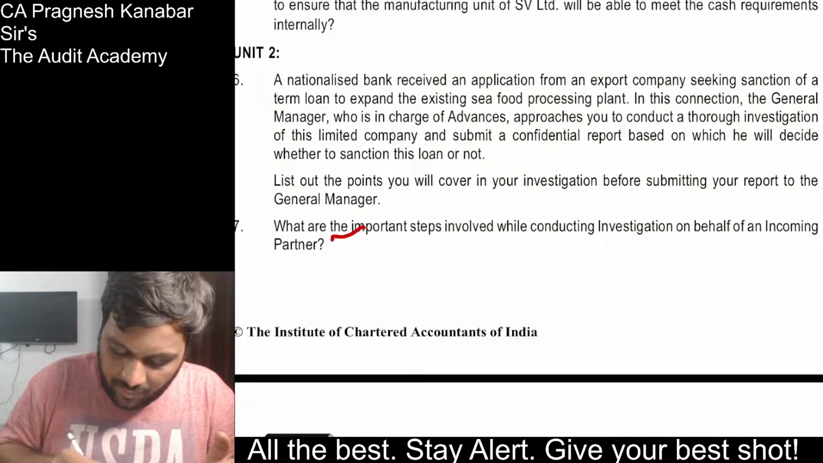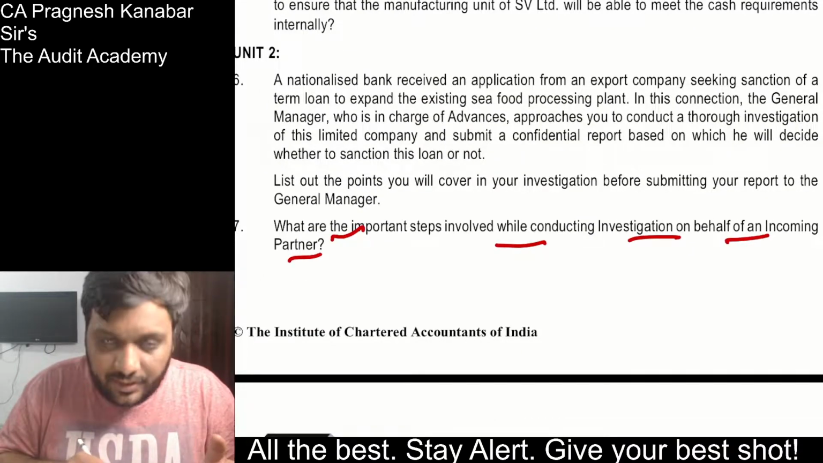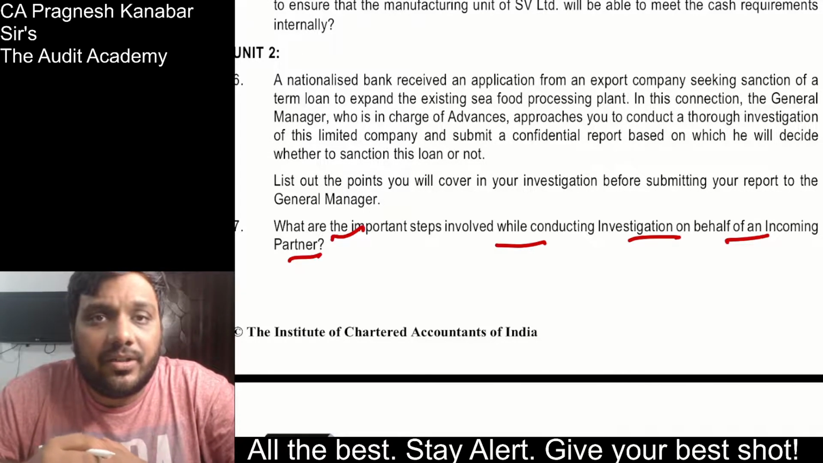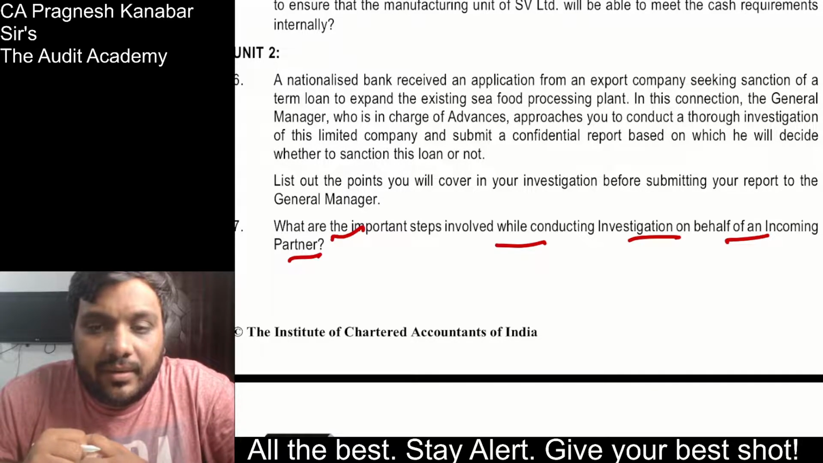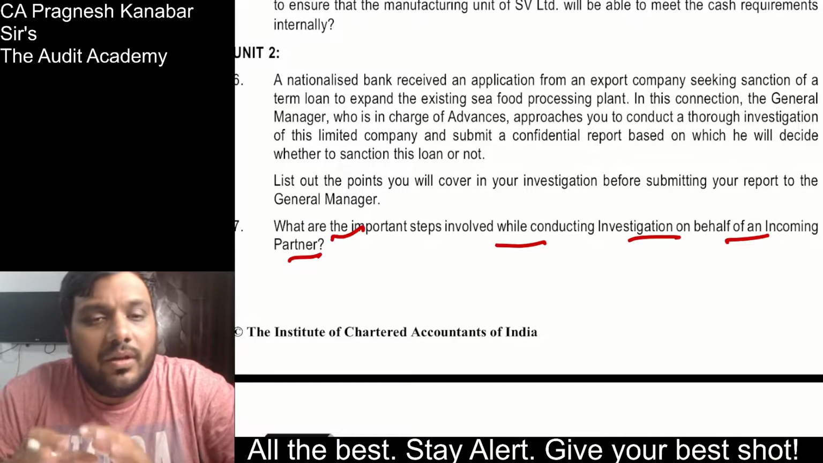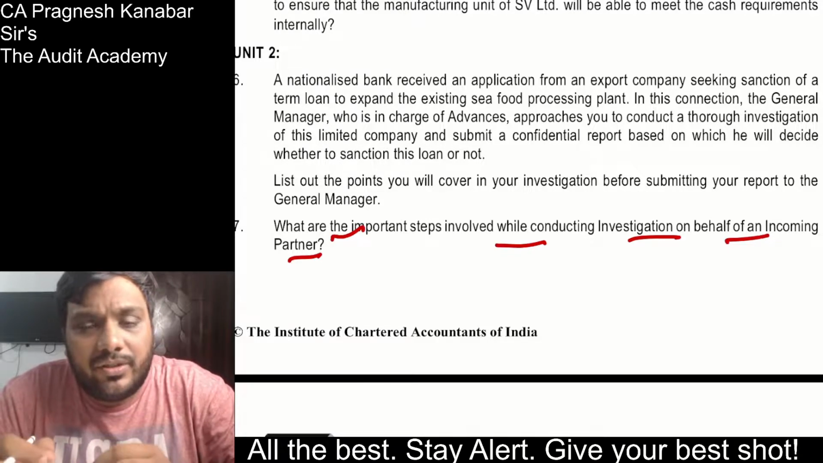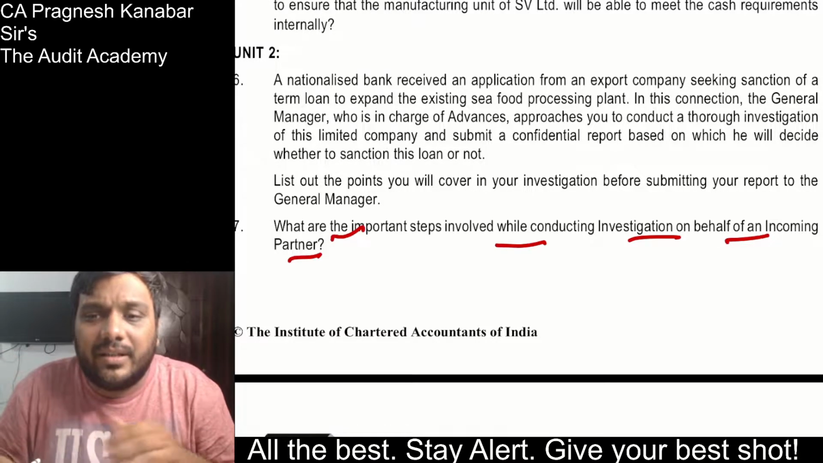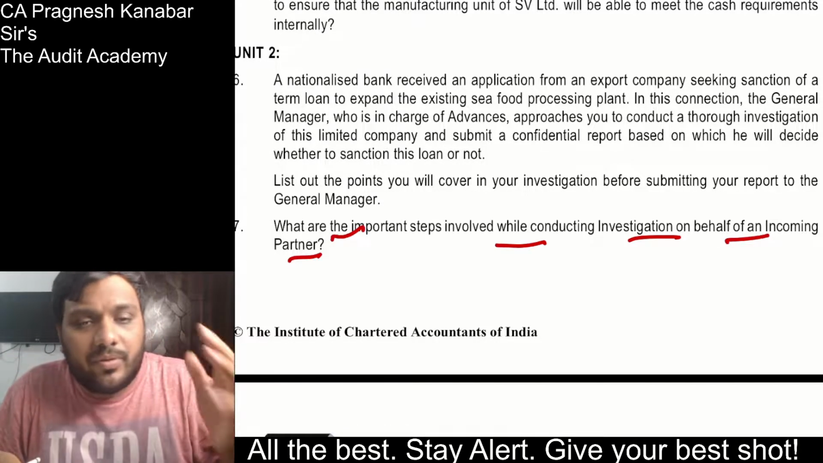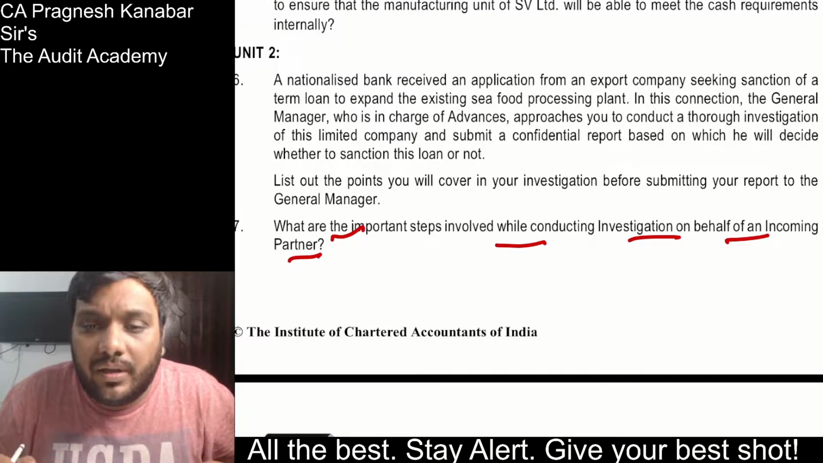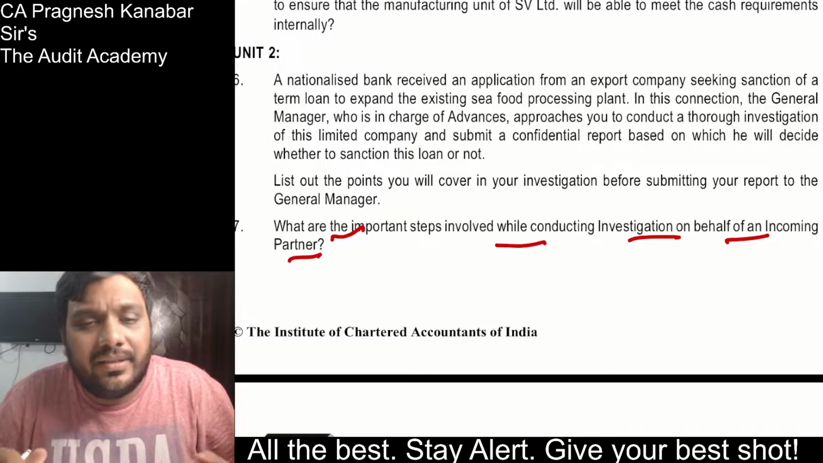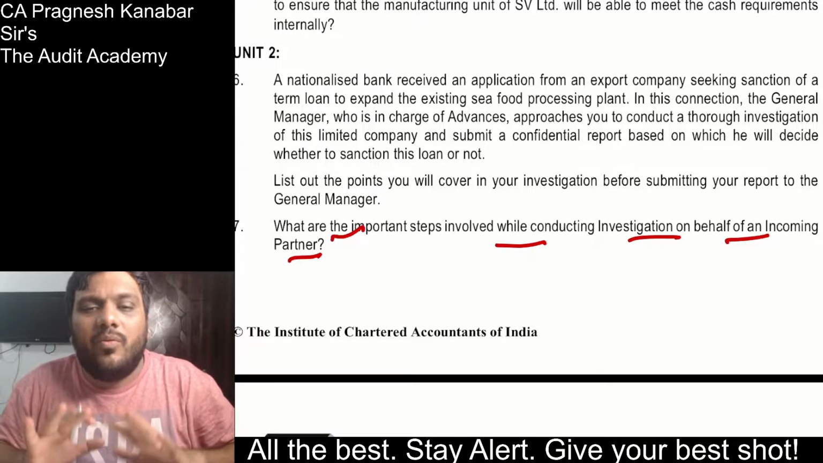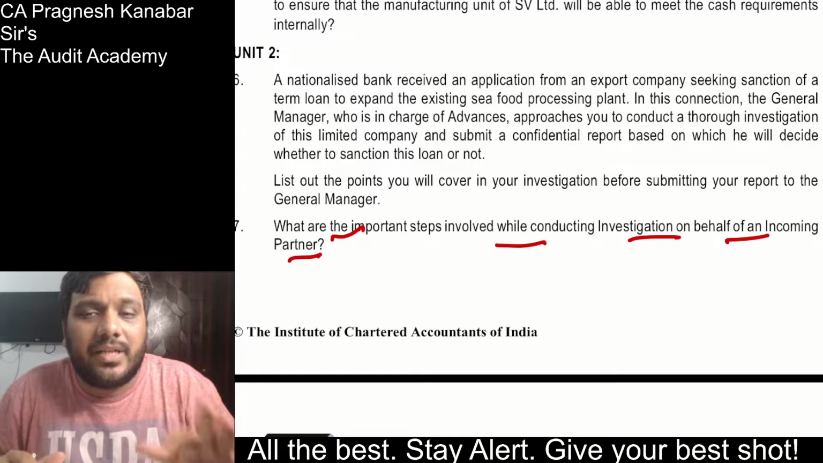See, what are the important steps involved while conducting investigation on behalf of an incoming partner? You are going to get admitted in a partnership firm and you are going to invest in that firm. What are the steps to be taken by you? It is a 1 to 1.5 page answer: cover history, background, finance, business, operations, PSR, their partnership deed. Since this is a partnership firm, also cover their projections, their future, and how your entry will synergize things. Cover everything, 1.5 pages of content, 10 to 12 points. I want to know everything over here, as much as you can write.